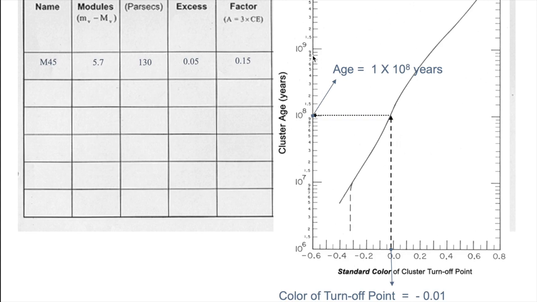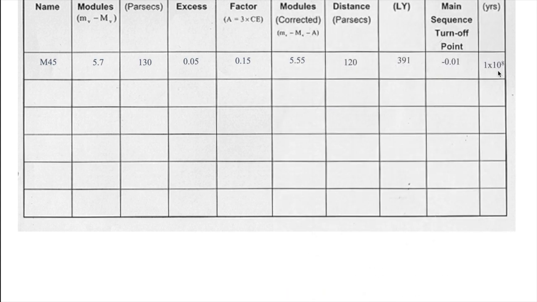If you have questions, please ask. I know we're all available to answer questions, and that can be a little tricky. But hopefully this example has helped. You just write down 1 times 10 to the 8 years in this little spot here. I mean, well, the years is already taken care of for you. So it's 1 times 10 to the 8, and then you're done with that row, and you go on and do the other clusters.